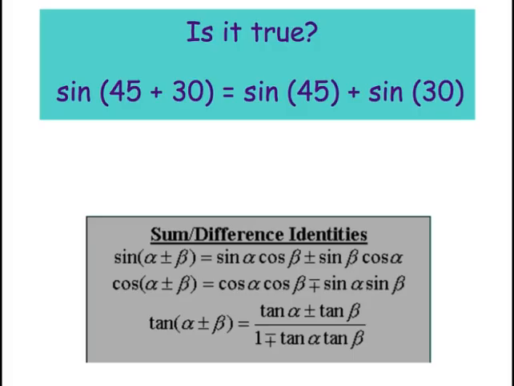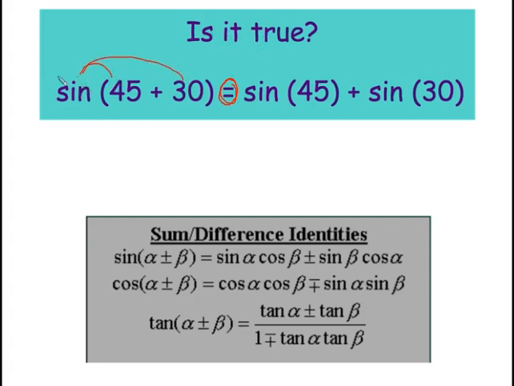Alright, so let's take a look at a quick example here about what we're going to talk about today. We want to ask ourselves, is this true? If we were to take the sine of a 45-degree angle plus a 30-degree angle, is it equal to the sine of 45 plus the sine of 30? I know a lot of us, whenever we see something in front of a parentheses, we think about distributing it. That's what we're testing here.